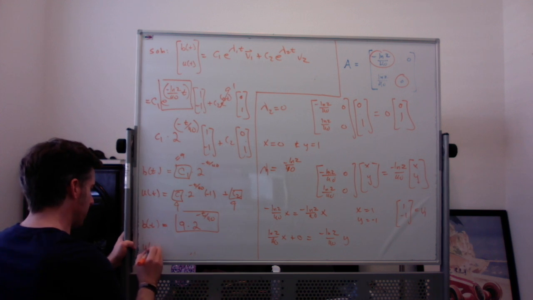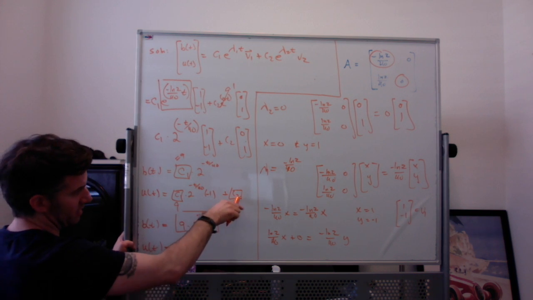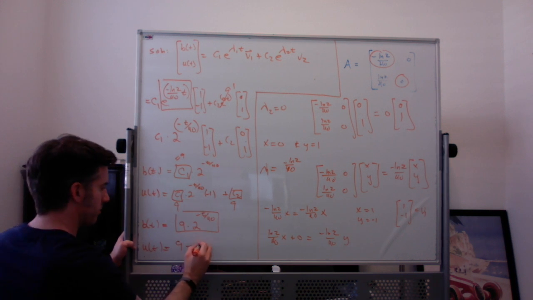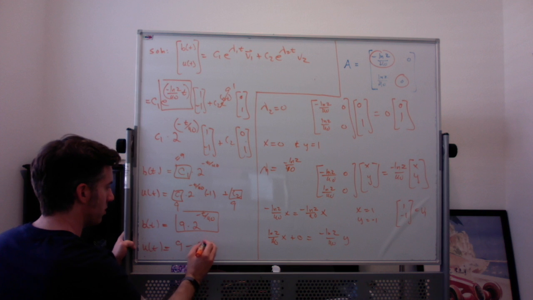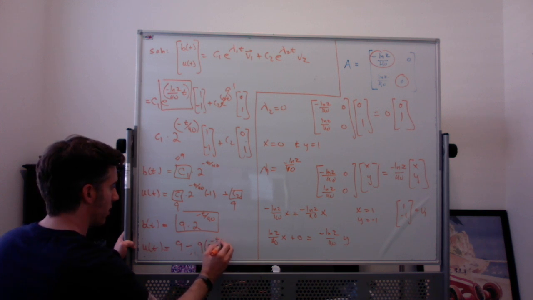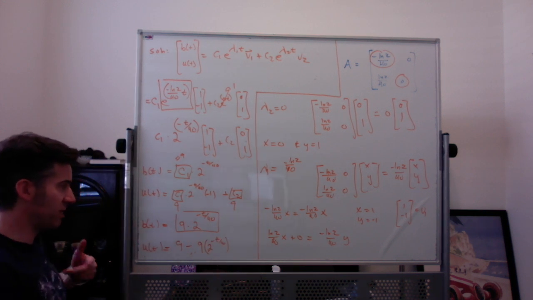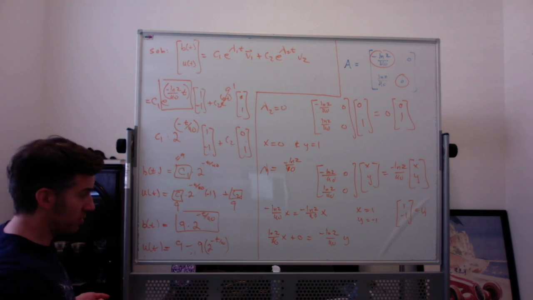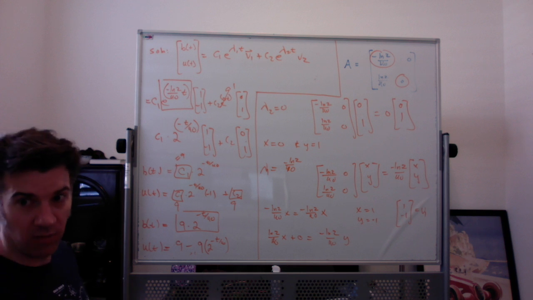And u of t equals, I'm going to write it as this 9 first, minus 9 times 2 to the negative t over 40. Which isn't surprising because u of t plus b of t should add up to 9. So if you add these together, these parts should cancel out. So hopefully that helps with this problem a bit.